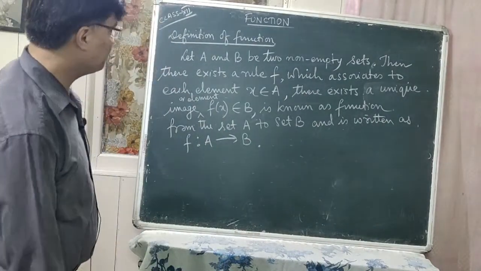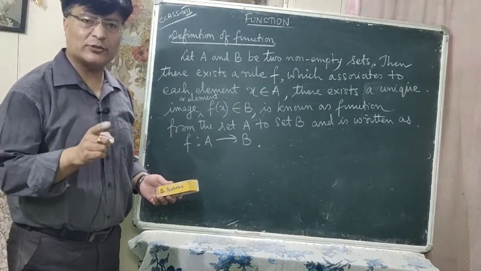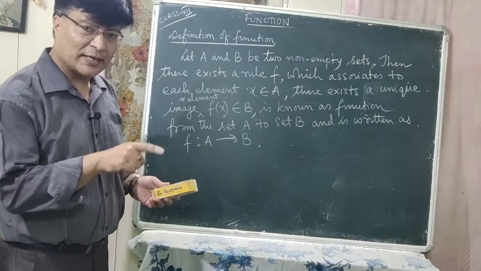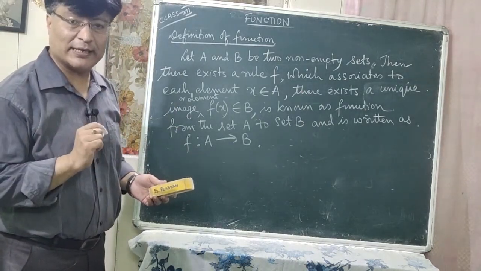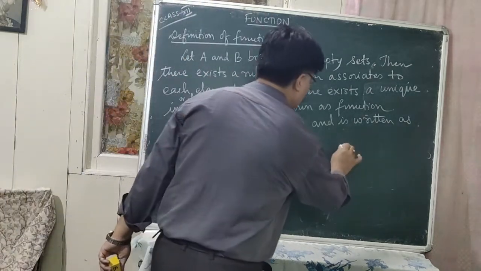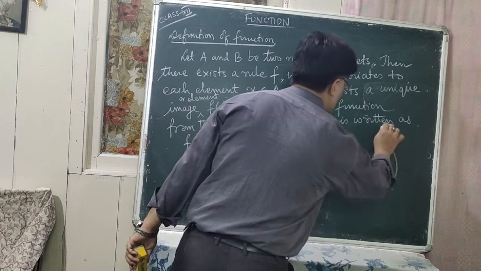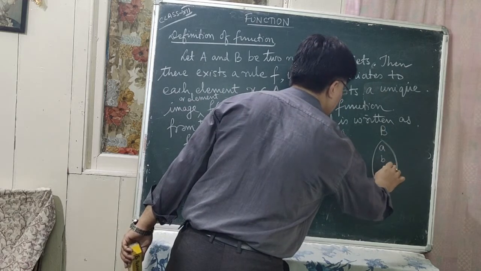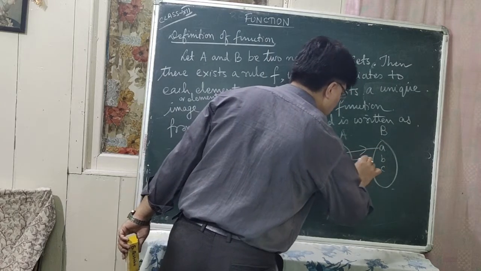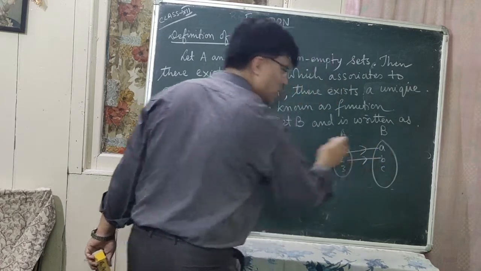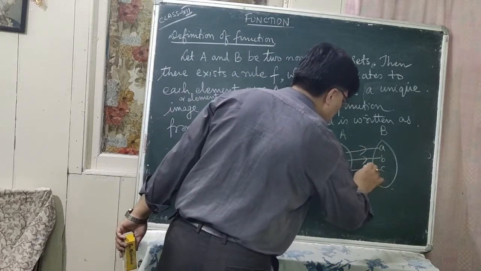So now here, f of x is known as the image of x and x is known as the pre-image of f of x. Again, in set A there are elements 1, 2, 3. In set B there are A, B, C. Suppose A is related with 1. 1 is in relation with A, 2 is in relation with B, 3 is in relation with C.